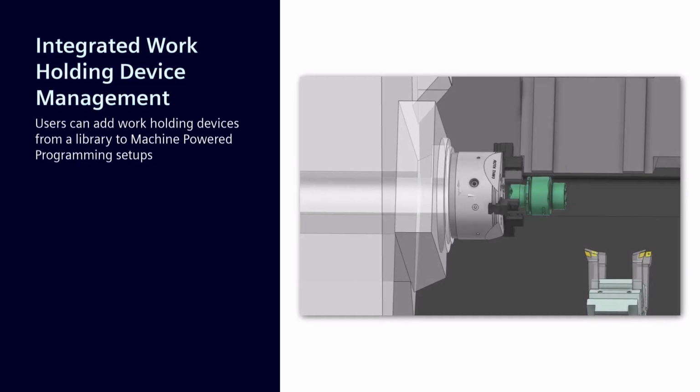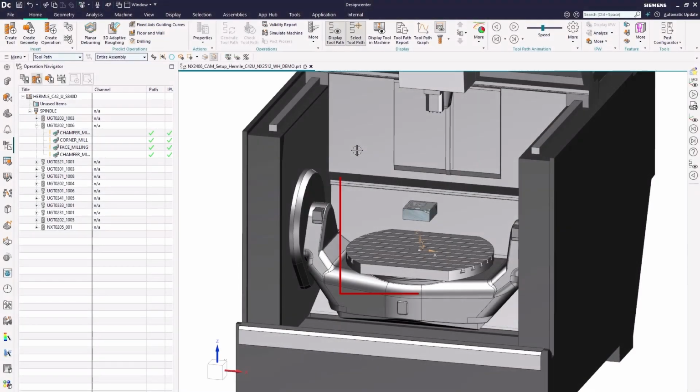This feature allows users to add work-holding devices from a library to machine-powered programming setups. In this current setup, the workpiece and blank are not yet logically and physically connected. Both can be achieved by equipping the machine with a work-holding device.